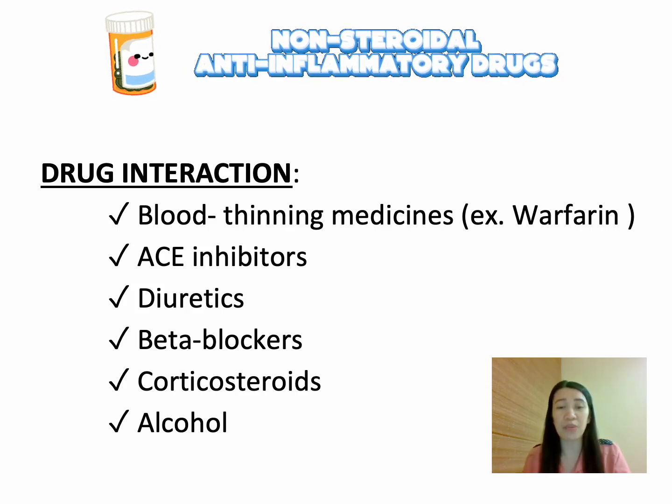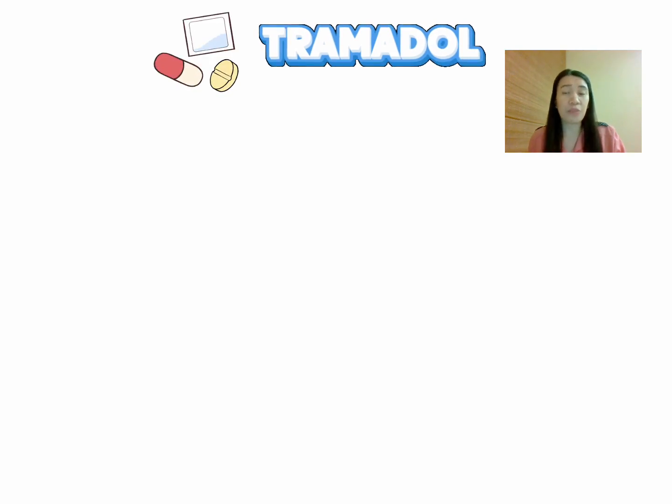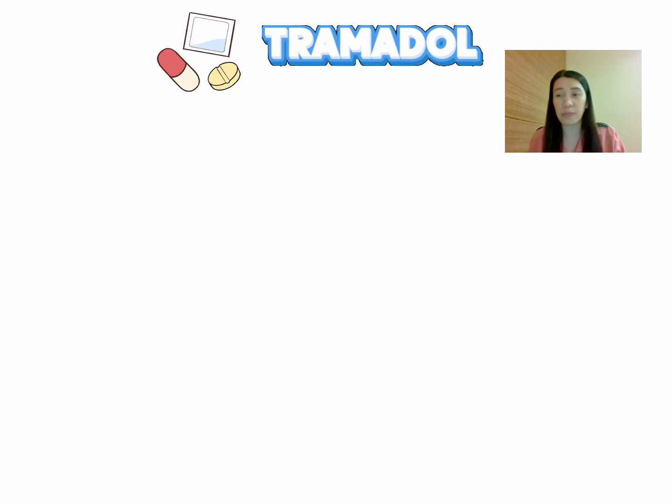It should not be taken together with corticosteroids and alcohol as well because NSAIDs can increase the risk of GI ulceration, damage, or bleeding. Our next drug is tramadol. Tramadol is a restricted controlled drug. It is an opioid analgesic and it requires a physician's prescription.